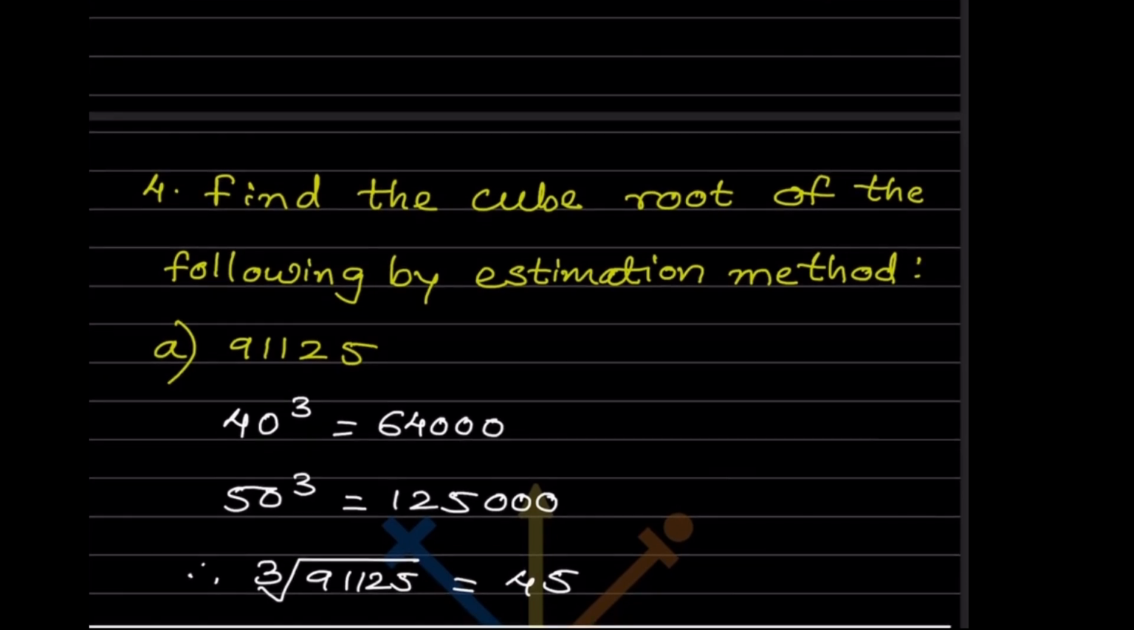So find the cube root of the following by estimation. The estimation method means we have to find out roughly first where this number lies.